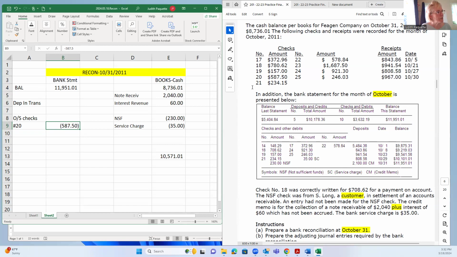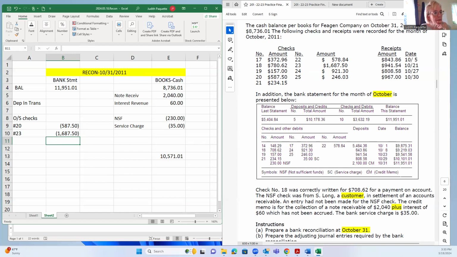Okay. Check 21, good. Check 22, not good. I think it's missing 22. Oh no, it's over here. And be careful, make sure you look at all the checks. Check 23 has not cleared, so let's do that. And that's another subtraction. Okay. Check 24, 921 is right there. Check 25, 246 is right there. So these are the only two outstanding checks.